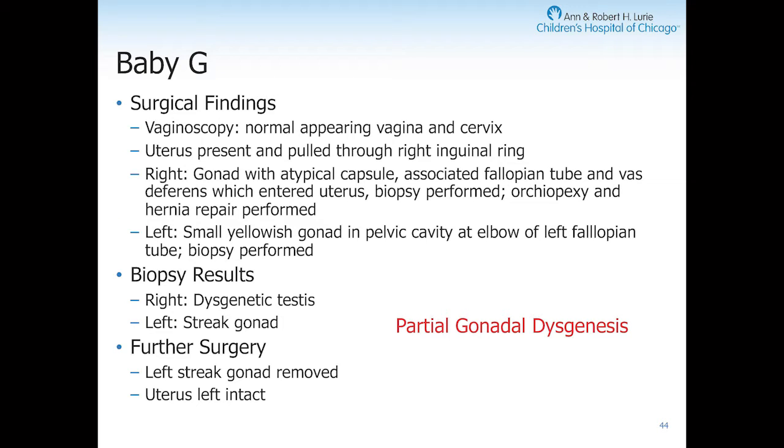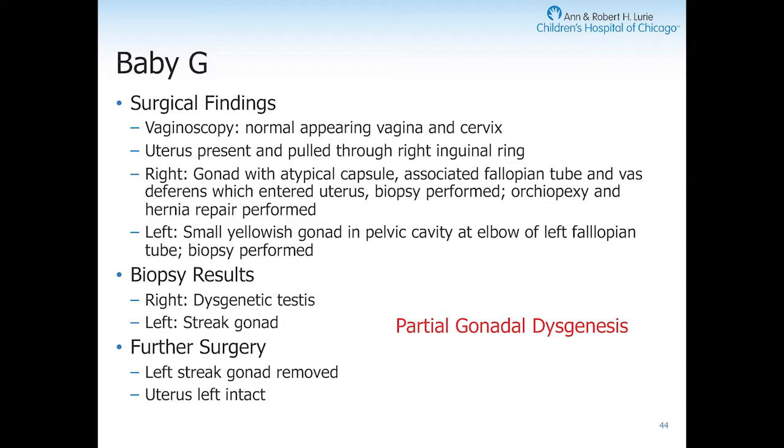So if we go back to our baby, this baby actually had surgery a little bit earlier than would have usually happened because there was another emergency that came up for this baby. But the baby had a vaginoscopy, so they looked in and they saw a normal appearing vagina and cervix. There was a uterus present. It was actually pulled through the right inguinal ring, so it was like coming down this way. And on the right, there was this gonad that was kind of atypical. It had a fallopian tube associated with it and a vas deferens, so what typical internal male and female structures.